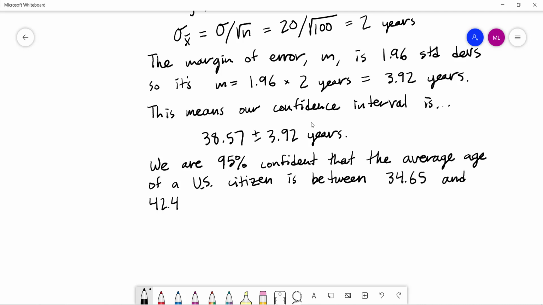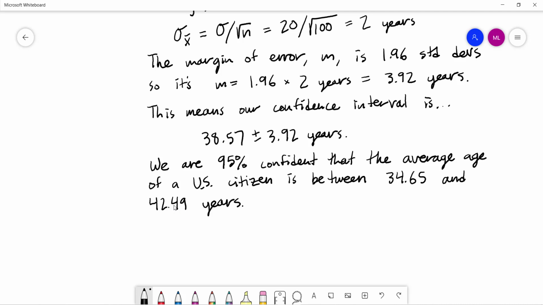42.49 years. This sentence summarizes our findings. We are 95% confident that the true average age of a U.S. citizen is between 34.65 and 42.49 years. That's the 38.57 plus or minus the 3.92. I added and subtracted this number from this number to get these two numbers, our lower bound and our upper bound. So this is the idea.